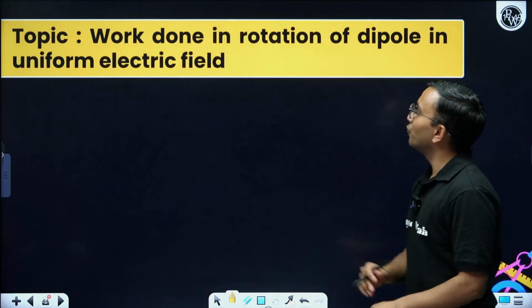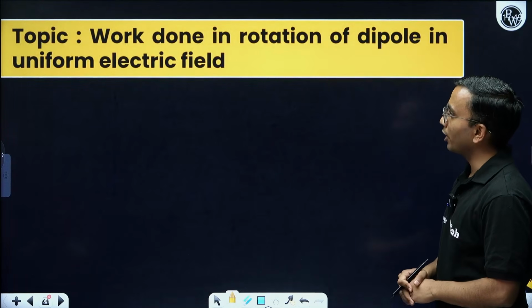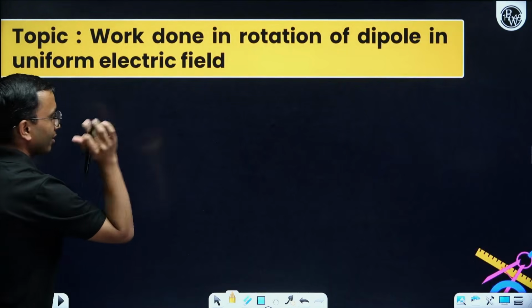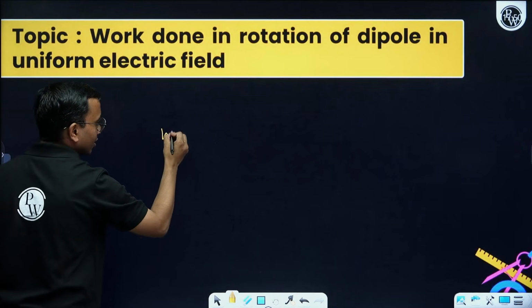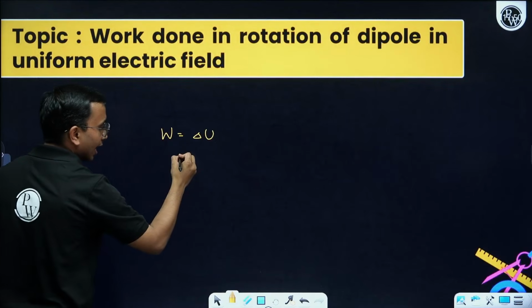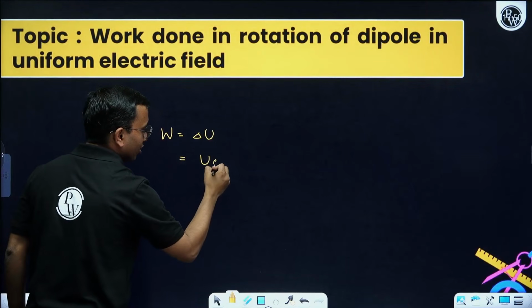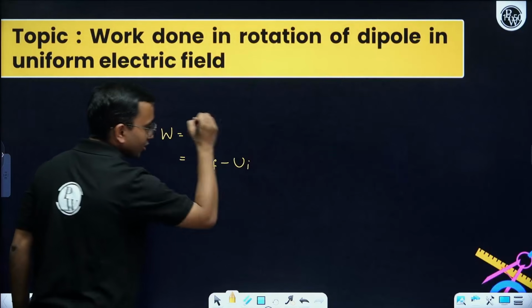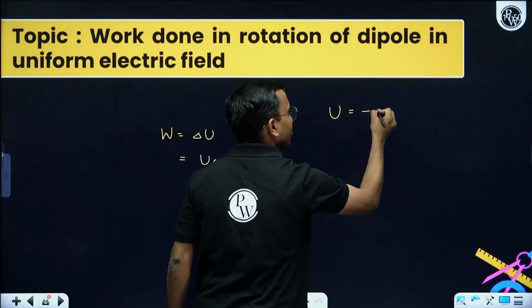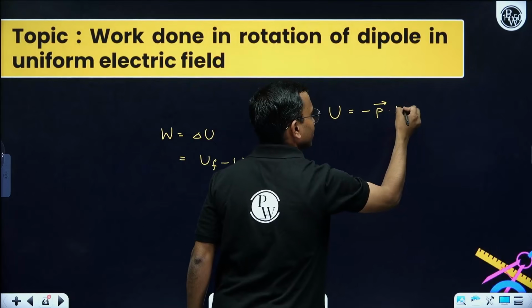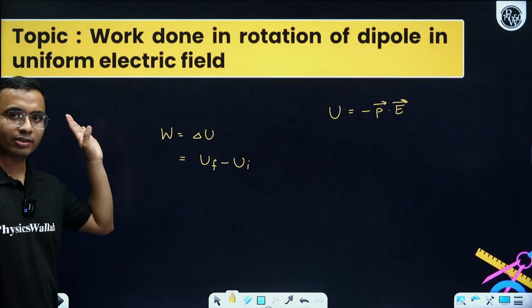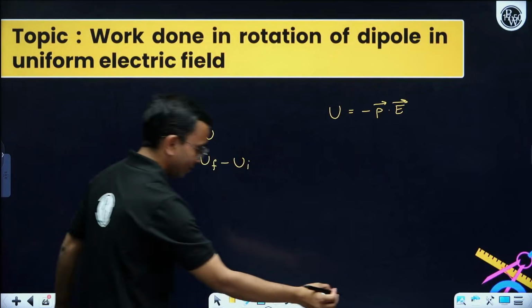Work done in rotation of a dipole in a uniform electric field. We just did that derivation. So I'll write here that work done is equal to the change in potential energy, which is the final potential energy minus the initial potential energy. And what is the potential energy at an angle theta? That is minus P dot E. Got it? This is how we will find the work done.